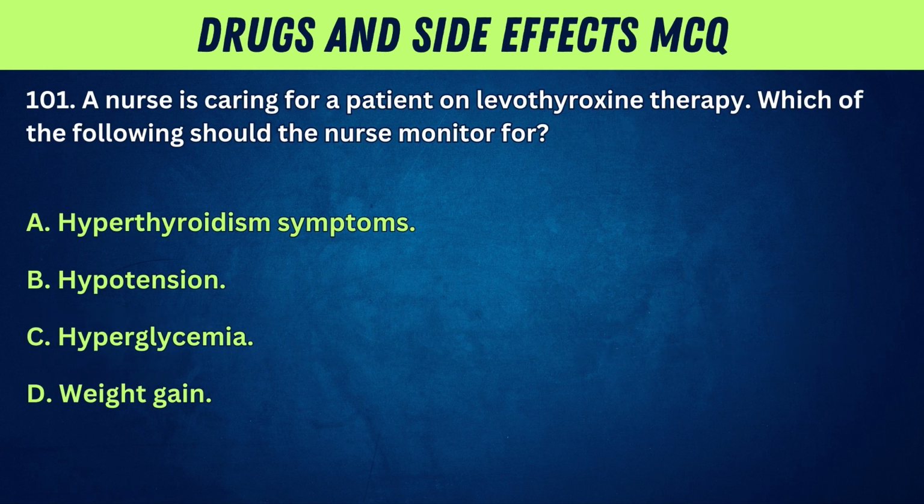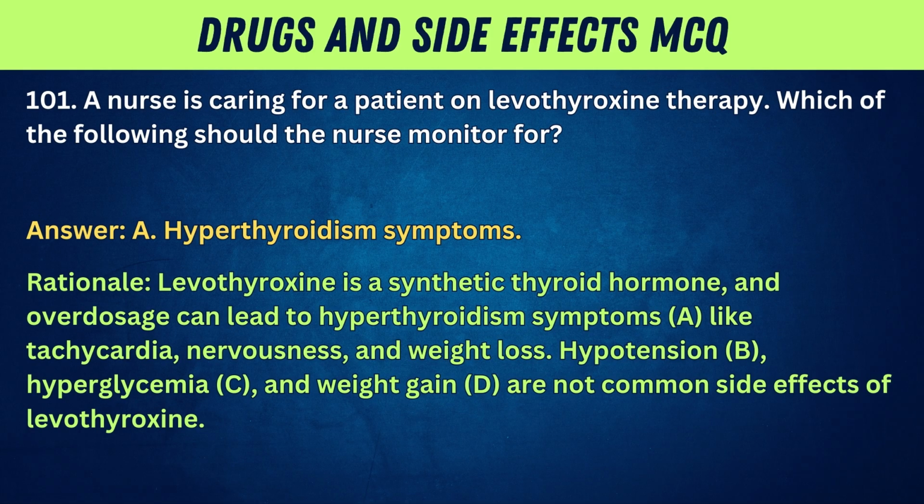101. A nurse is caring for a patient on levothyroxine therapy. Which of the following should the nurse monitor for? A. Hyperthyroidism symptoms. B. Hypotension. C. Hyperglycemia. D. Weight gain. Answer: A. Hyperthyroidism symptoms.